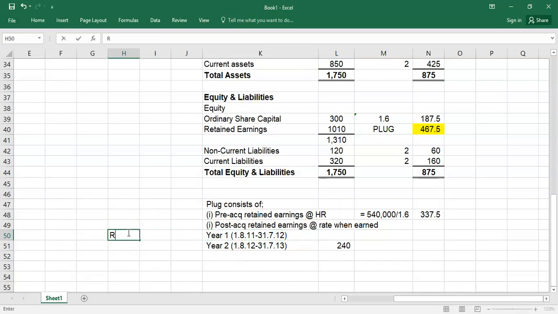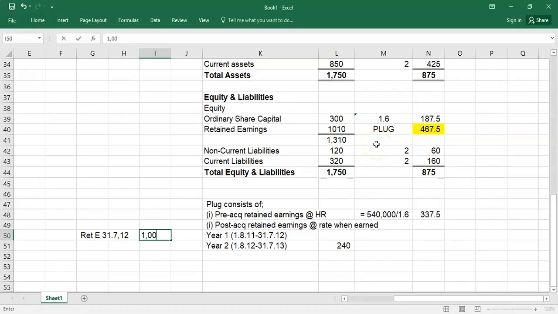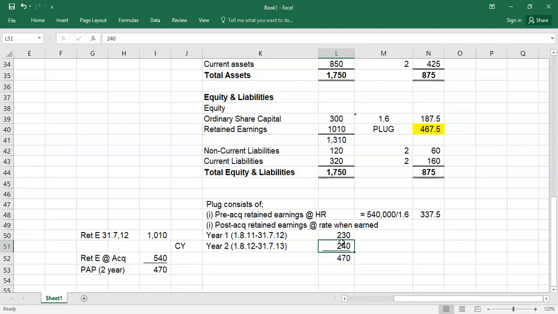And how you do that is, you take retained earnings 31st of the 7th of 12. We know retained earnings at the end of the year for the sub were 1010. We know retained earnings at acquisition were 540. So that means post-acquisition profits, over 2 years, were the difference. Total post-acquisition profit was 470. So if we know what this year's is, which we call the current year, well then we come back into 230 in this one. So that must be prior year post-acquisition, because both of them together are your 470. So it's an added complication there when you go across.